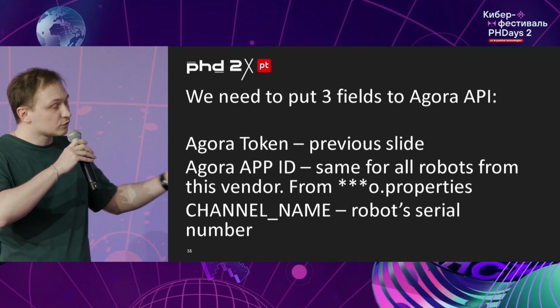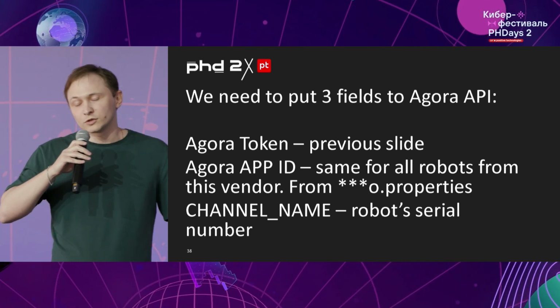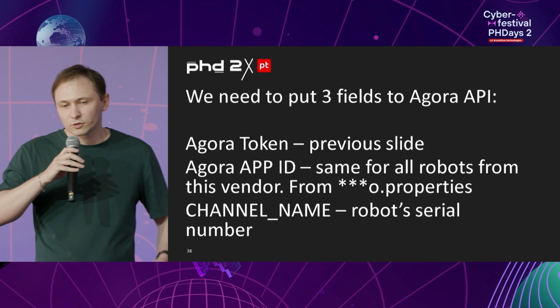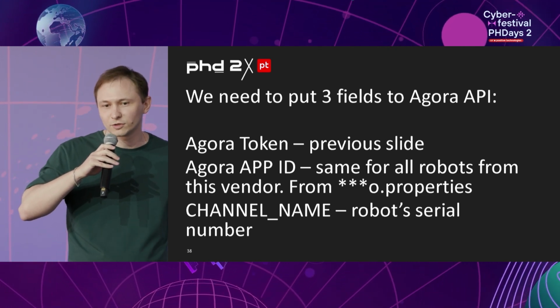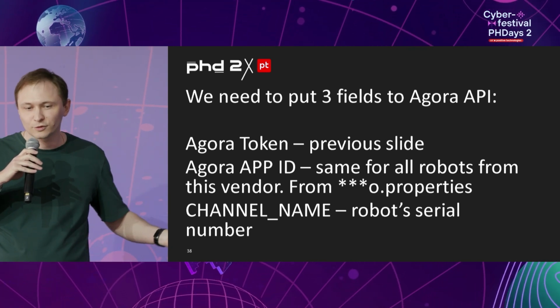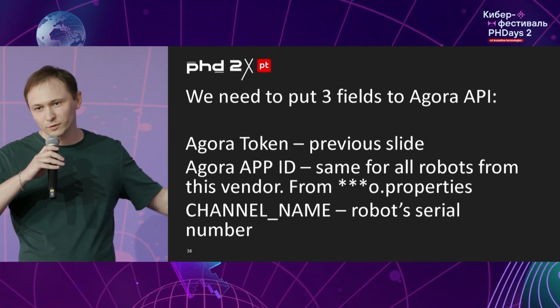So this is the field we can obtain from the features. It's one and the same. So when we get access to the robot, we know the field for everyone. And the third one is the channel name. And this is the same serial number. The serial number is needed to obtain the token.